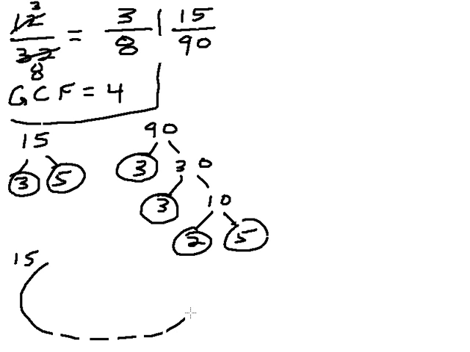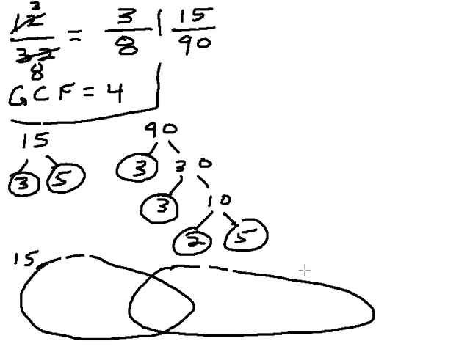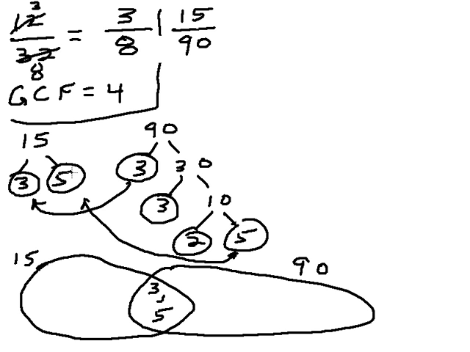Venn diagrams. So this 3 pairs up with this 3, goes in the middle. This 5 pairs up with this 5, also goes in the middle. And then the other, there are no other prime factors of 15. We can just put a 1 there.